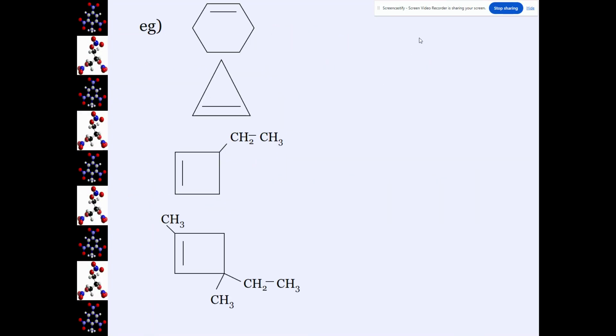Okay? So for example, here's my first hydrocarbon. There's no branches. I don't need a number. This would be 1 and 2, or 1 and 2 this way. Either way, it's between carbon 1 and 2. So there are 6 carbons here. So this would be called cyclohexene. Okay? The next one would be called cyclopropene. No numbers needed. Okay?